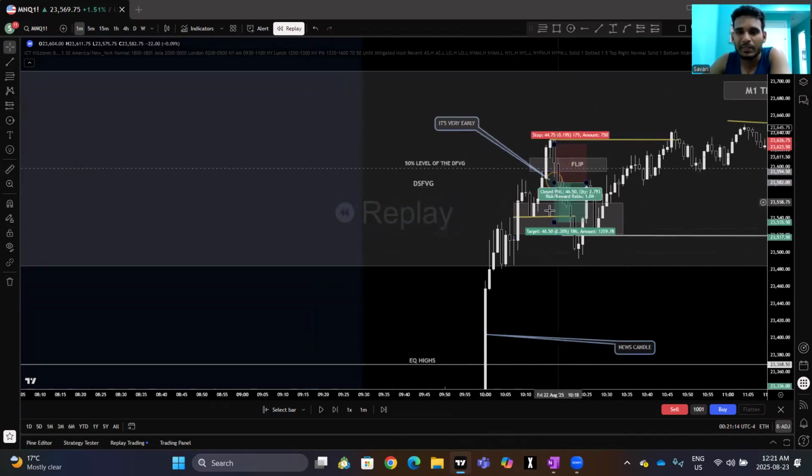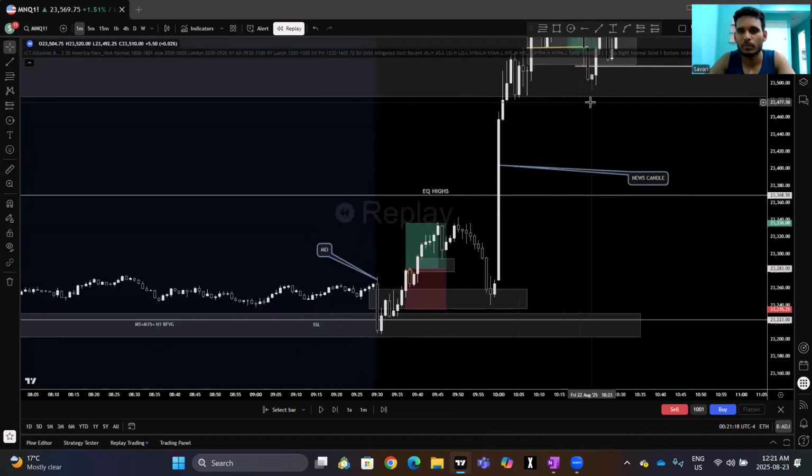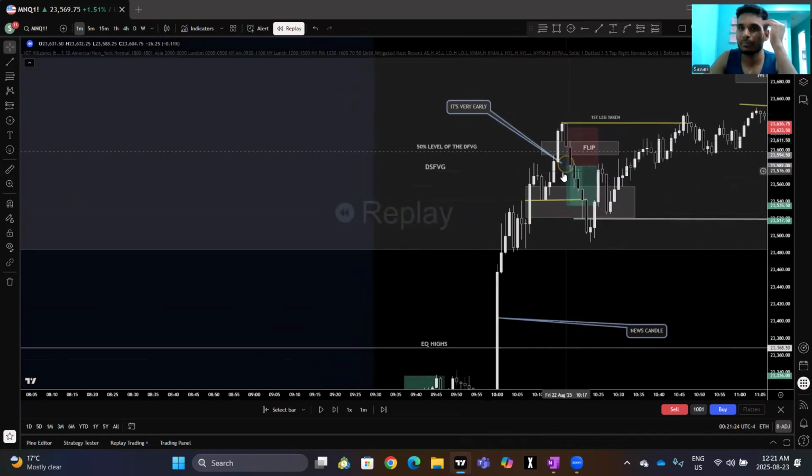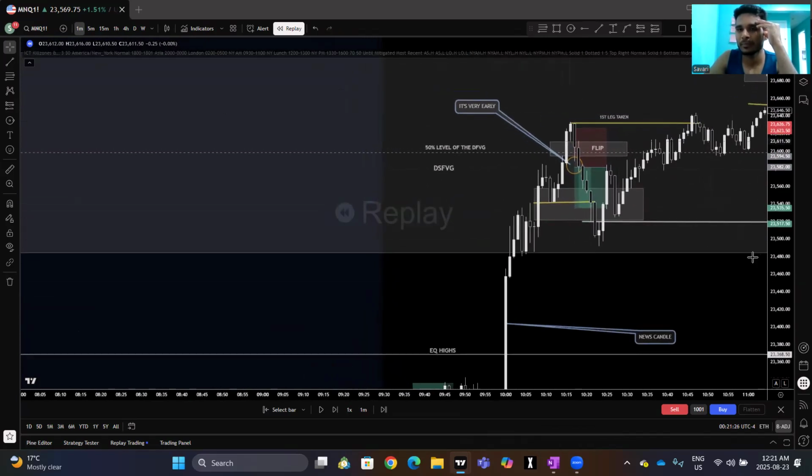But we can anticipate this kind of price action if we get a big impulsive move to the upside when we have news or something like that. We can expect the quick dump. From that perspective, it's a good model.